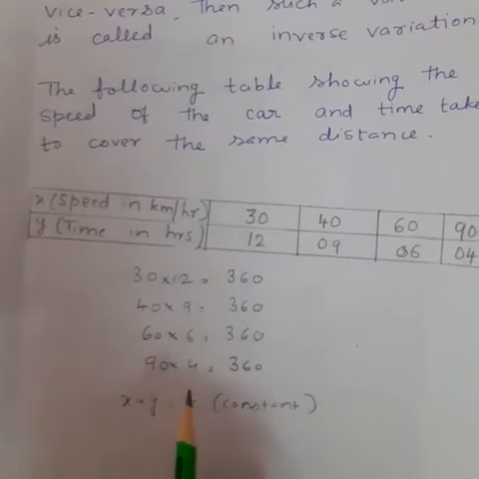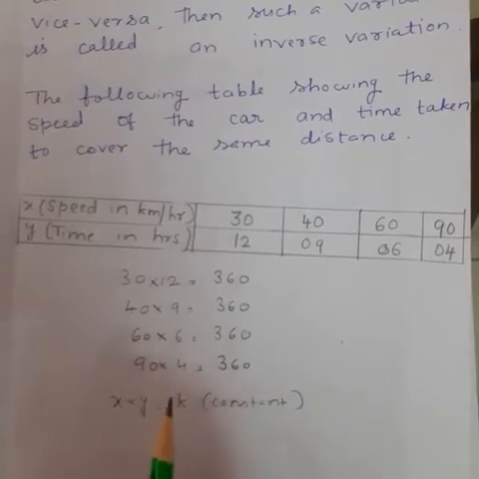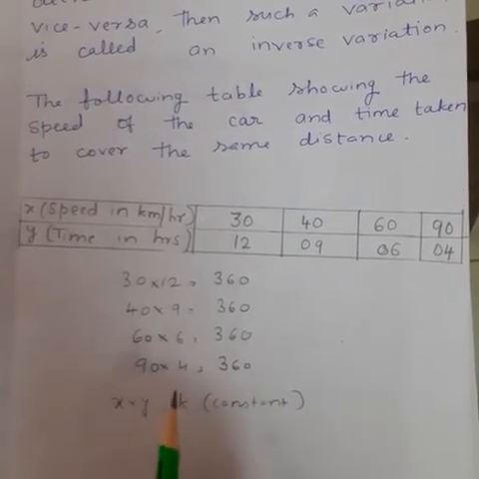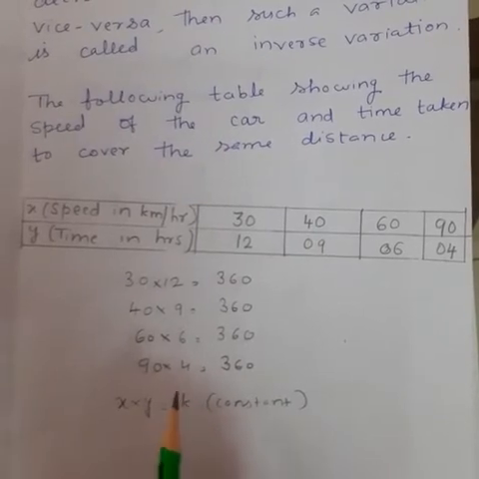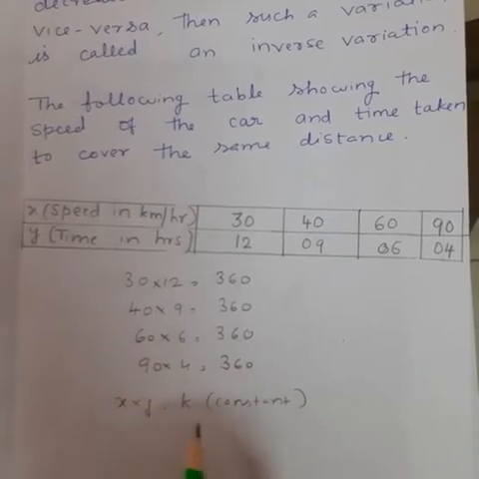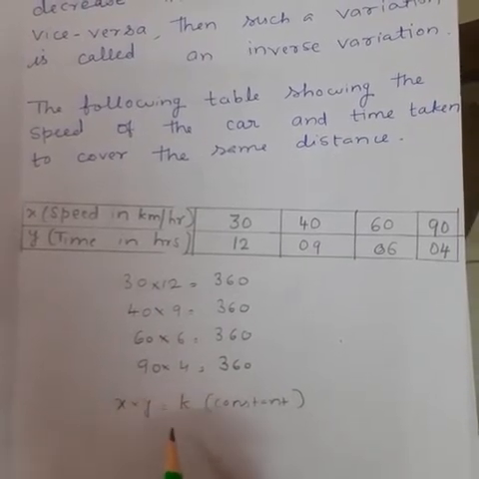Two quantities x and y are said to be in inverse variation if an increase in x causes a corresponding decrease in y and vice versa, in such a way that xy remains constant. We can find a constant k such that xy is equal to k.